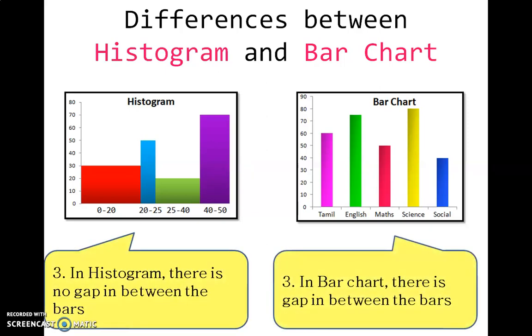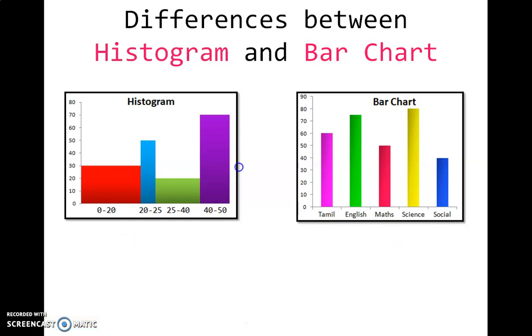The third difference, in histogram there is no gap in between the bars. In bar chart there is gap in between the bars. You can clearly see in this histogram there is no gap in between the bars since the class intervals are continuous. Whereas in the bar chart there is gap in between the bars because each bar represents a different category.